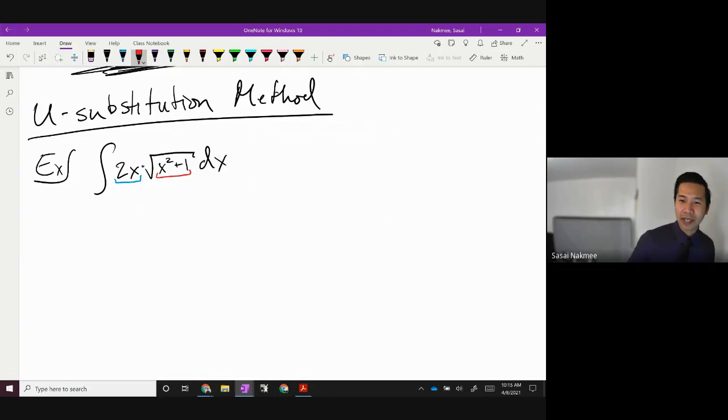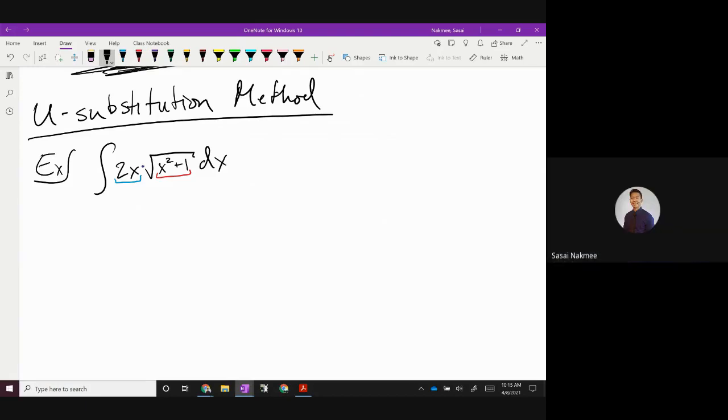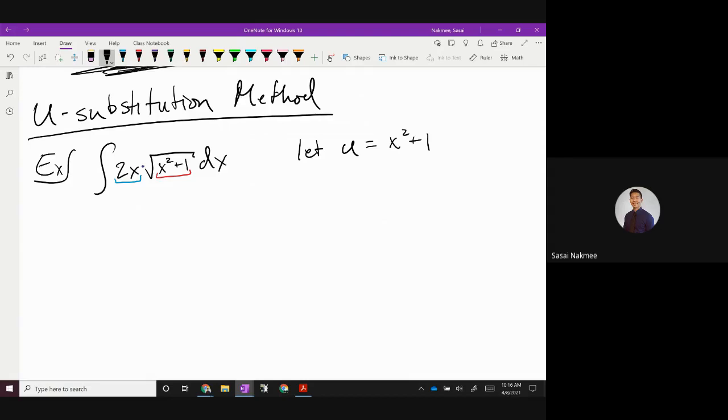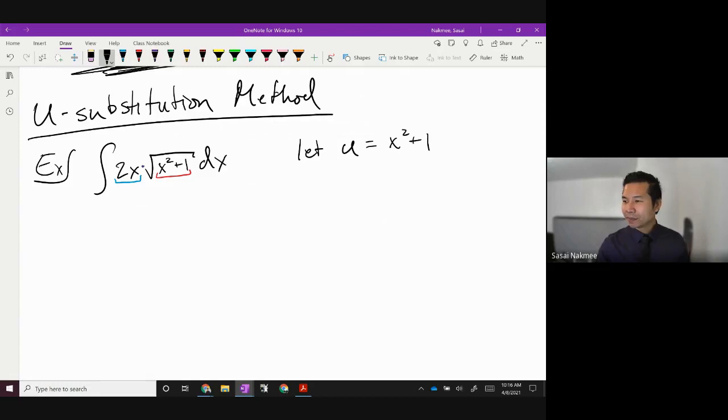So here's what the technique is. You ready? We go off on the side and we let U equal the function that looks like it's the antiderivative of the other function. Let U equal x squared plus 1. When I let U equal x squared plus 1, I'm hoping that you see this, I end up with, well, I can just replace this whole thing with U.